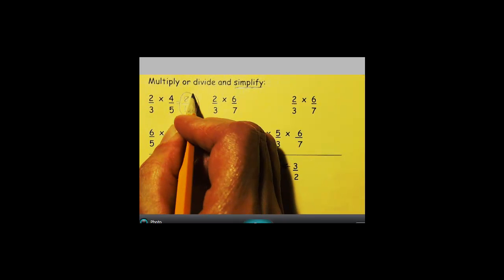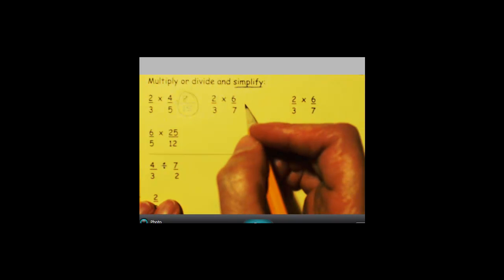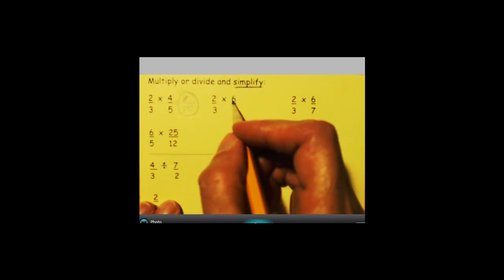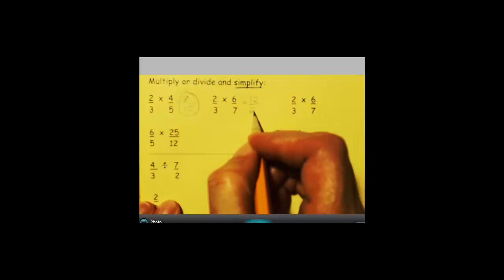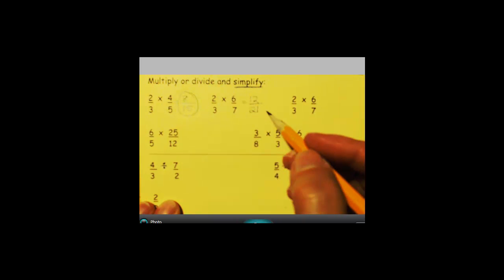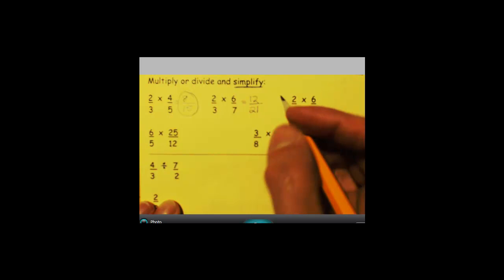So our next one, multiplying straight across, 2 times 6 is 12, and 3 times 7 is 21. Now hopefully we can catch ourselves here and see that 12 and 21 are both multiples of 3, so we can divide both numerator and denominator by 3, and I want to write that in here to remind you what we're doing. So 12 divided by 3 gives us 4, and 21 divided by 3 gives us 7. So that's that simplification process that you may need to do.